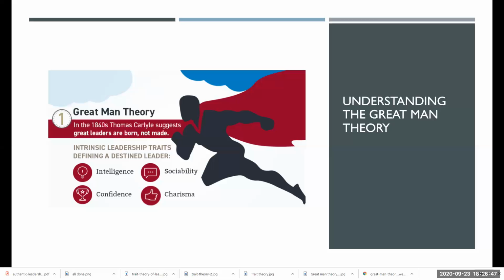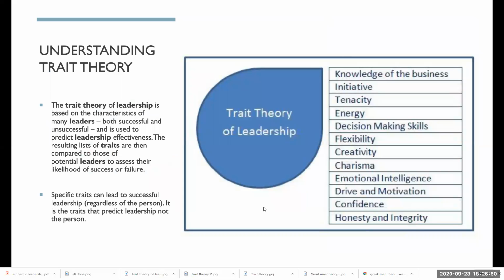The next theory that evolved after the great man theory was trait theory. Now, it maintains some of the key attributes of the great man theory, specifically that people are born with traits that give them a greater likelihood to be successful. But it focused less on physiological or physical traits, and more on psychological traits, the traits that people have in their personalities. So here's a list of traits: knowledge of the business, initiative, tenacity, energy, creativity, charisma, emotional intelligence, confidence, honesty, and integrity. These are all the traits that great leaders should have.